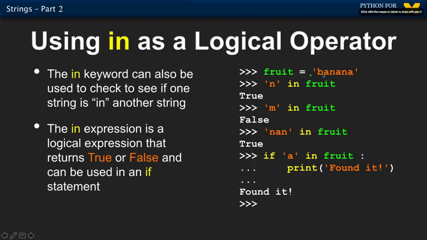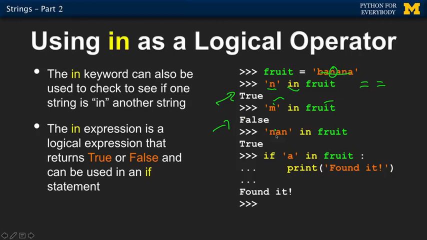So here we make the variable fruit, and we ask the question, is the string n in fruit? And so in is an operator here. It's like double equals, but it's really looking through and saying, is the letter n in fruit? And the answer is yes, it is, because there's that n there, and so we get back a true. Is m in the contents of the variable fruit? And the answer is no, so we get back a false.